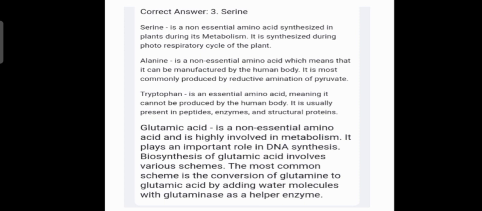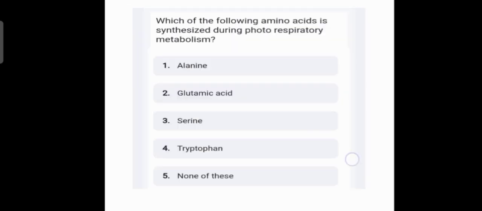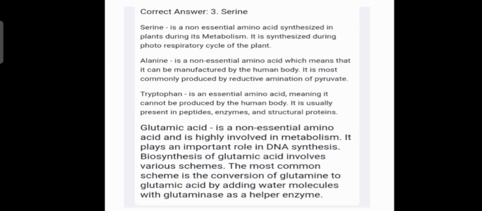Then alanine is one of the options. The first option, alanine, is also a non-essential amino acid. And tryptophan is an essential amino acid. Essential meaning cannot be produced by the human body. Then glutamic acid is also a non-essential amino acid. So make sure you read the explanation of every option given.